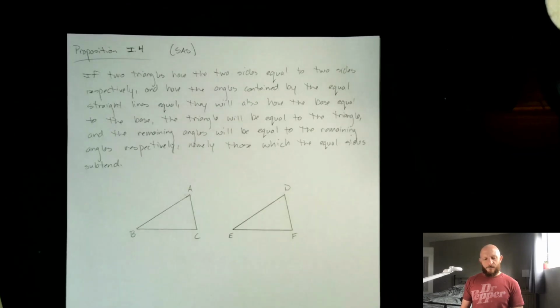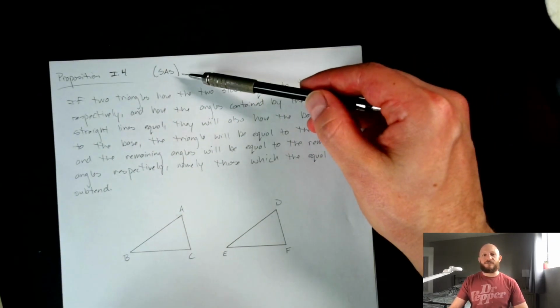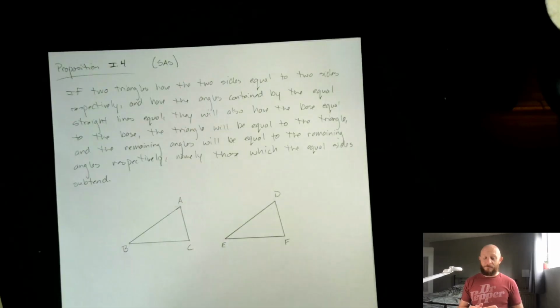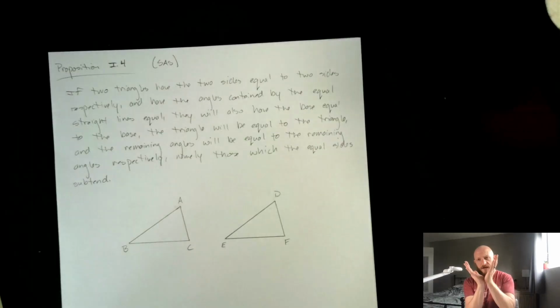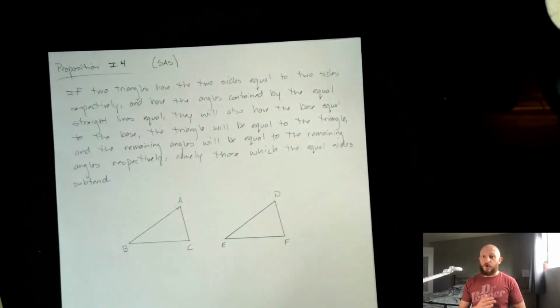So here's prop 4. It's all of this up here. Today we call this the side angle side proposition, which basically, in modern parlance, says that if you have a side, an angle, and a side in that order, so two sides with the angle in between them, and two triangles where they both have that same side angle side, then prop 4 says those triangles are congruent.